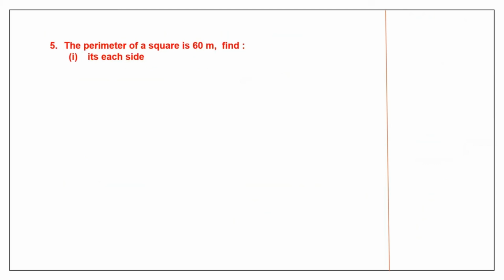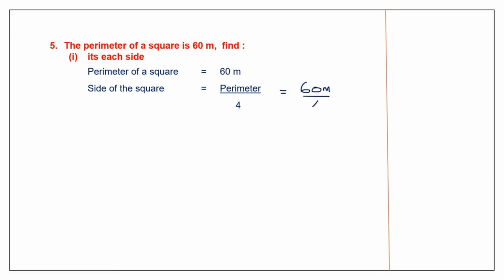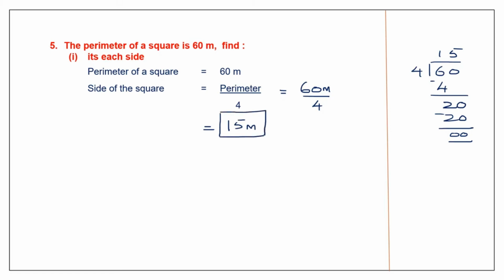Perimeter of a square is given to us. We have to find its each side. Okay, so the perimeter of the square is 60 meters. To find the side of the square, we use the formula perimeter by 4. That is 60 meters by 4. So let's divide 60 by 4. 4 ones are 4 minus 2. I bring down 0, it's 20. 4 fives are 20, so minus 0. So I have found the side of the square to be 15 meters. So that's the first thing that we have found. Each side is 15 meters.